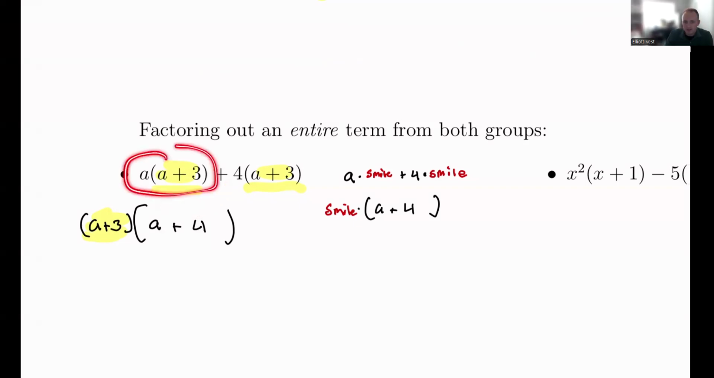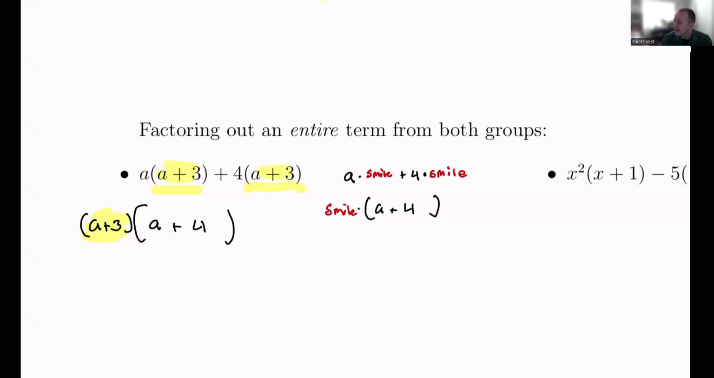This is all one term, but you can look at each of these individual things we're multiplying by as also a term. Terms is a very loose term. Loose term, right? That's funny. But we can factor an entire parentheses of stuff out of the original things here. And when we do that, we're left with a plus 3 times a plus 4.